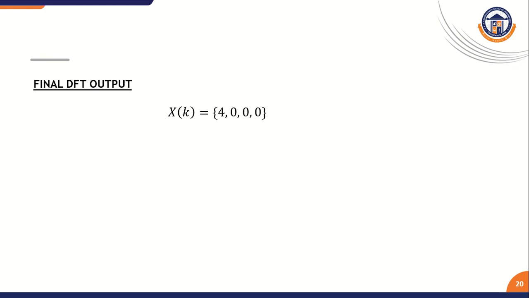So now the final DFT output, that is capital X of k, equal to 4, 0, 0, 0. This is the final answer of DFT.